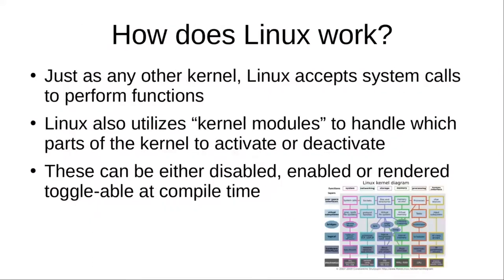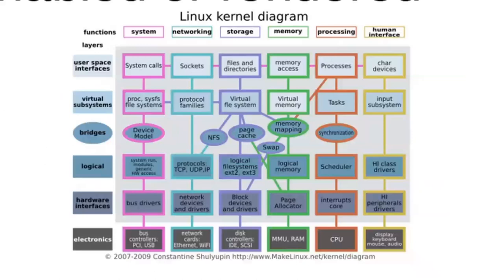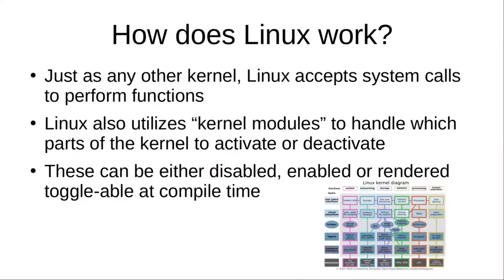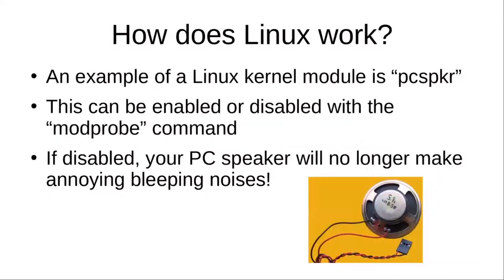Alright, so now we're getting a little bit more practical, but how does Linux actually work? Well, just like any other kernel, Linux accepts system calls to perform functions. And like some other kernels, Linux utilizes kernel modules to handle which parts of the kernel to activate or deactivate. These can either be disabled, enabled, or rendered toggleable at compile time. An example of a Linux kernel module is PC Speaker. This can be enabled or disabled with the modprobe command. If disabled, your PC speaker will no longer make annoying bleeping noises.